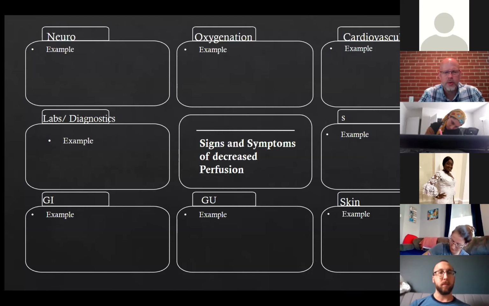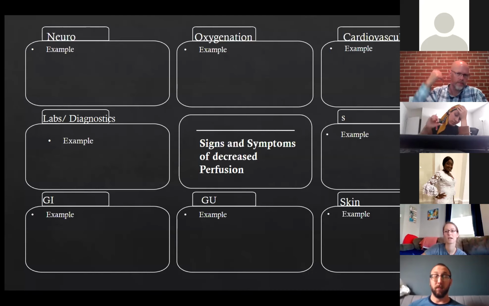Back to GU. Poor perfusion to the kidneys will result in urinary retention. Not directly urinary retention. That would be a bladder problem. Acute kidney injury. We could have some acute kidney injury, we could have chronic kidney disease, and what's the urine output going to be like? Down. When the kidneys don't get enough fluid to them, they're going to hold on to things, which means they're not going to make as much urine.